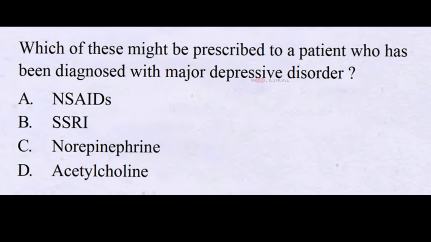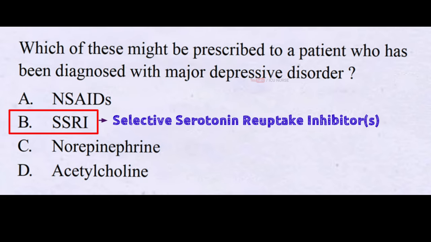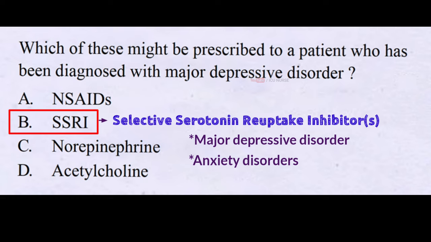Which of these might be prescribed to a patient who has been diagnosed with major depressive disorder? A. NSAIDs, B. SSRI, C. Norepinephrine, D. Acetylcholine. And the correct answer is B. SSRI, that is selective serotonin reuptake inhibitor. Selective serotonin reuptake inhibitors are a class of drugs that are typically used as antidepressants. They are used in the treatment of major depressive disorder, anxiety disorders, and other psychological conditions.